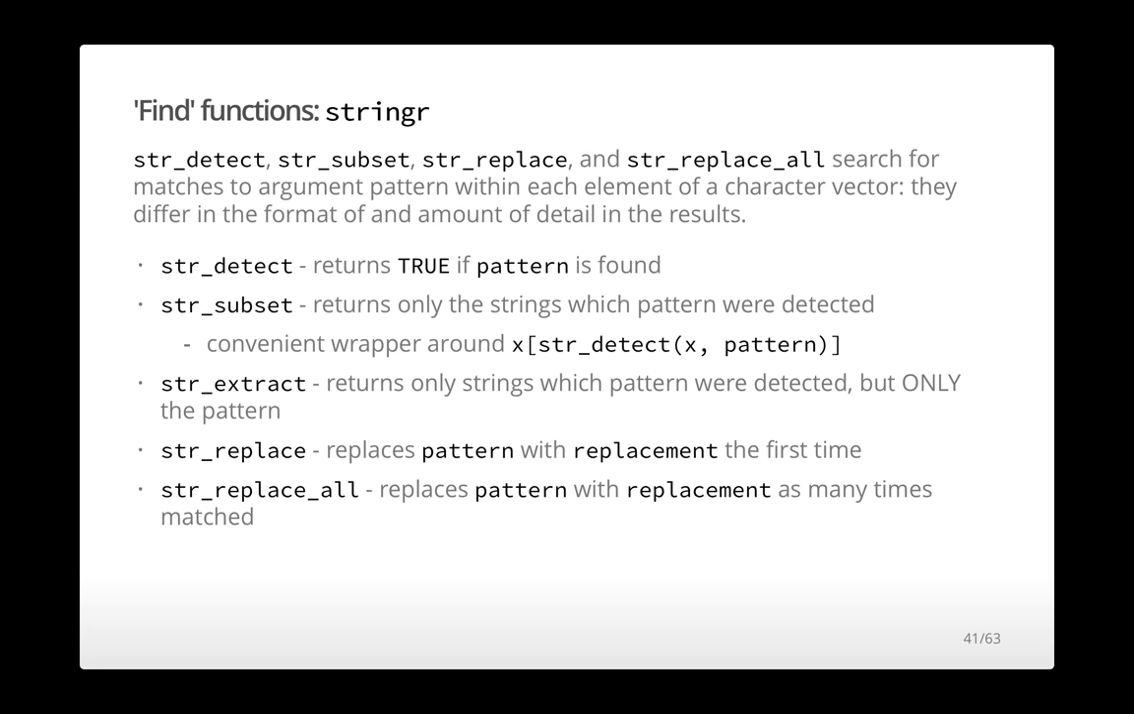So str_extract will return only the strings in which the pattern was detected, but only the pattern. So this is different from str_subset. Let's say a bunch of vector names, and you were looking for the name John. Let's say my name, John Michelli, was in there. str_subset will return that string back, John Michelli. str_extract will only return John, right? That doesn't seem that useful when you're trying to do a straight match. But let's say you say John, a space, and then some letter or some digit, and you don't know what that digit is. That's an example of a regular expression you could use that will extract John space 5, John space 4.